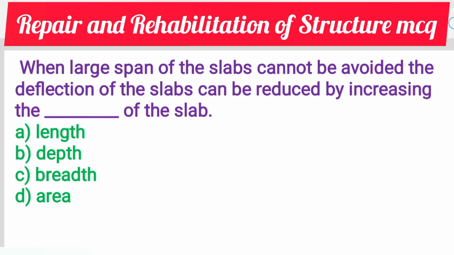Next question, when larger span of the slab cannot be avoided, the deflection of the slab can be reduced by increasing the dash of the slab. Option A length of slab, option B depth of slab, option C breadth of slab, option D area of slab. So the correct answer is option B depth of slab.